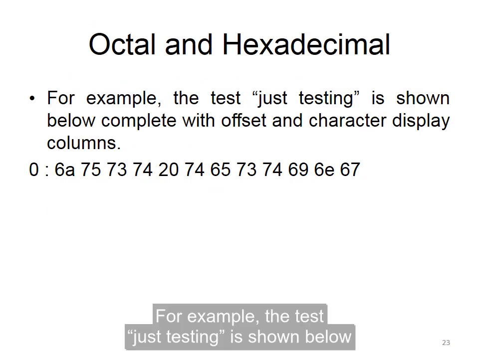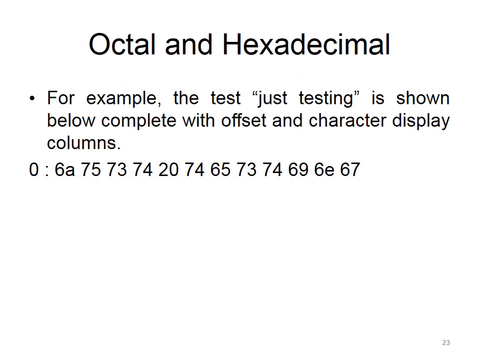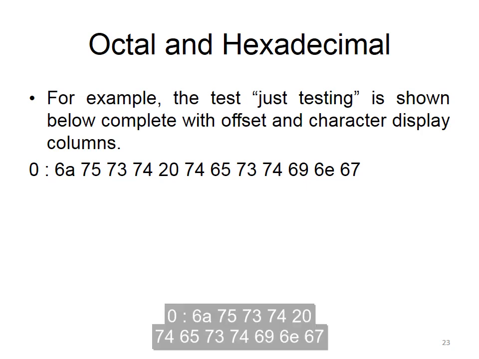For example, the text "just testing" is shown below. Complete the offset and character display columns. 6A 75 73 74 20 74 65 73 74 69 6E 67.